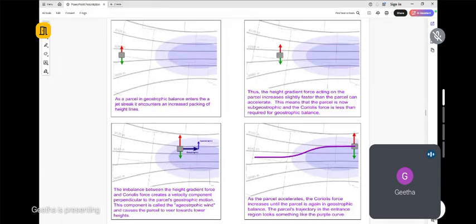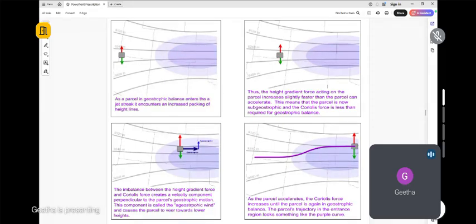So for a very small fraction of a second, what will happen? There will be an imbalance between the pressure gradient force and the Coriolis force. Due to this imbalance, the winds coming towards this maxima will all move towards the colder side. So you will find more air on the colder side of the entrance region and less air mass on the warmer side in the entrance region.